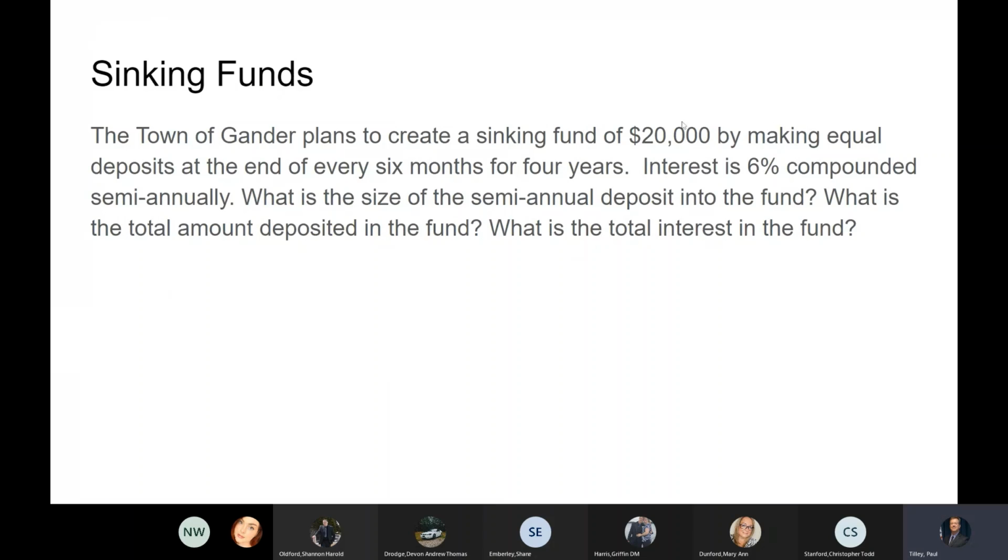So effectively, we want to gather up. The future value is $20,000. The payments are made every 6 months for 4 years, and the interest is 6% compounded semi-annually, so also every 6 months. So we have an ordinary simple annuity here. We don't have to do any calculation of I2.